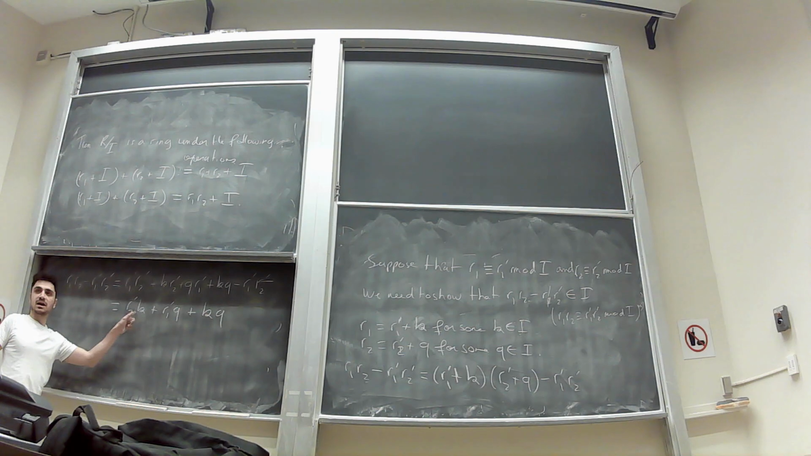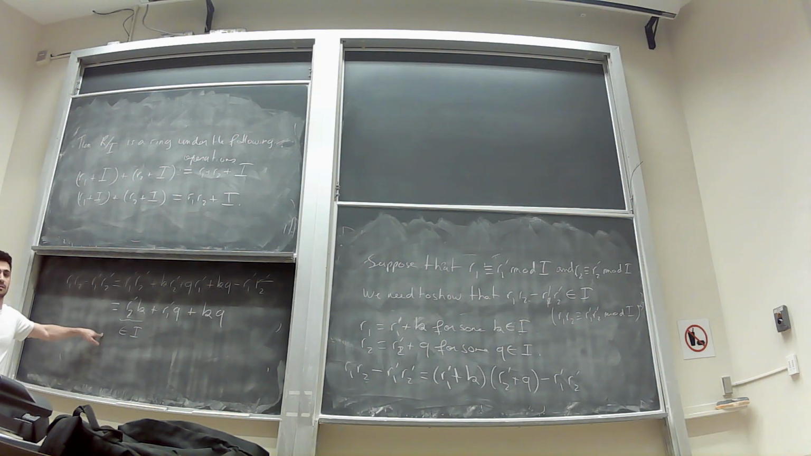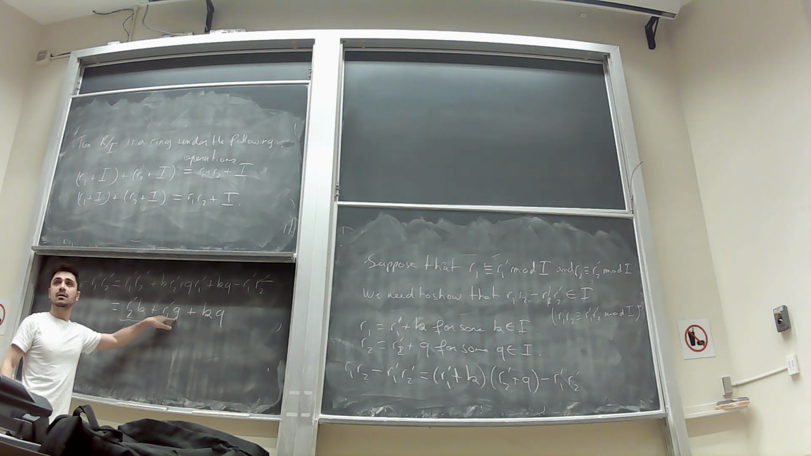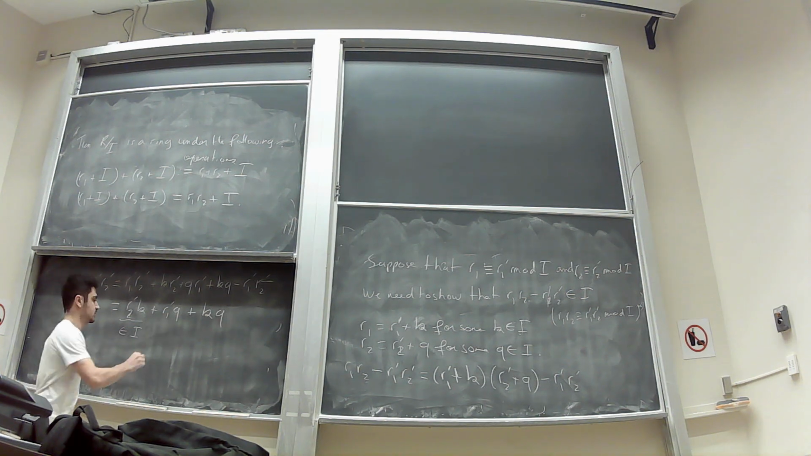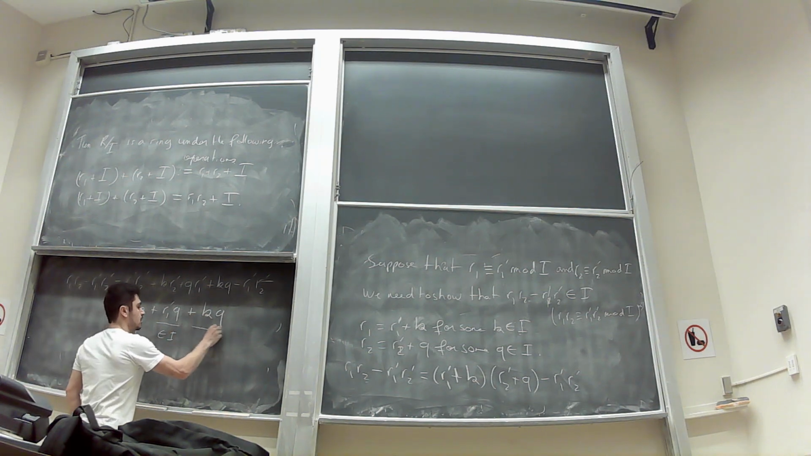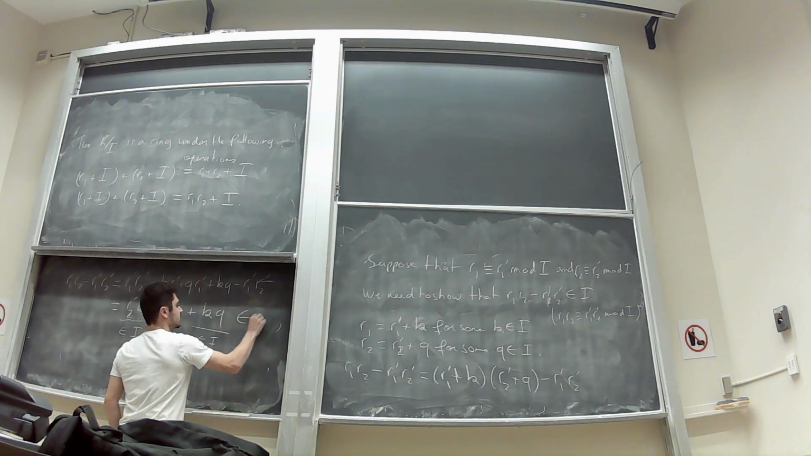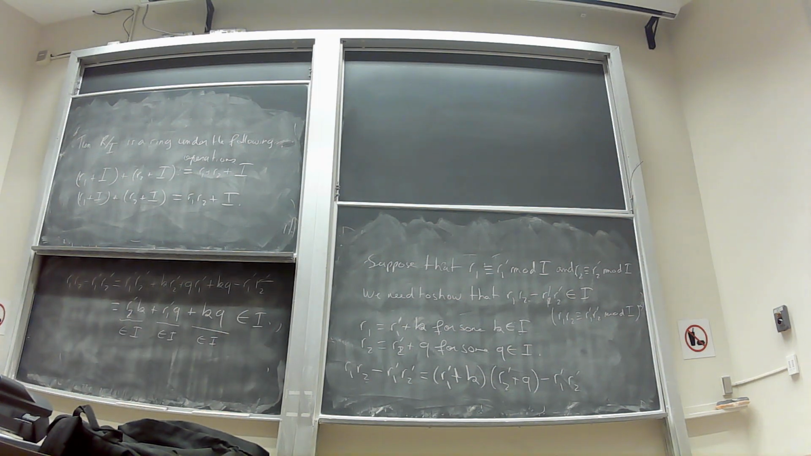Does this belong to I? K belongs to I, right? Yes. So R2 prime times K belongs to I, because I is an ideal. Does Q belong to I? Yeah, so R1 prime times Q belongs to I. And here, it's an element in I times an element in I, it also belongs to I. Since I is a subgroup, this also belongs to I. Hence R1 R2 plus I is equal to R1 prime R2 prime plus I.